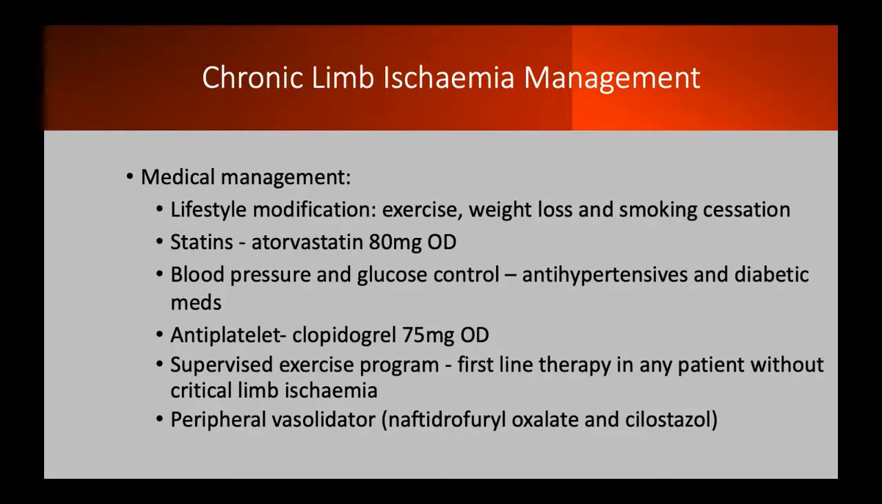And then the supervised exercise program. So that's the first line therapy for any patients that have critical limb ischemia, because it improves the walking distance and the claudication distance in comparison to just giving them exercise to do at home. Being supervised improves outcomes. Peripheral vasodilators can also be used to manage the symptoms that the patients are getting.